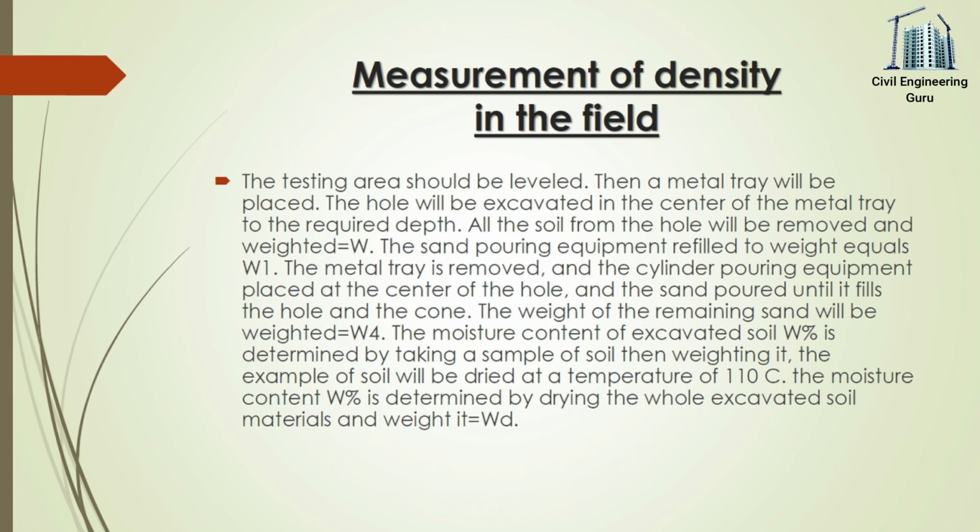The moisture content percentage by weight of the excavated soil is determined by taking a sample of soil and weighing it. The sample of soil will be dried at a temperature of 110 C. The moisture content percentage by weight is determined by drying the whole excavated soil material and weighing it as WD.